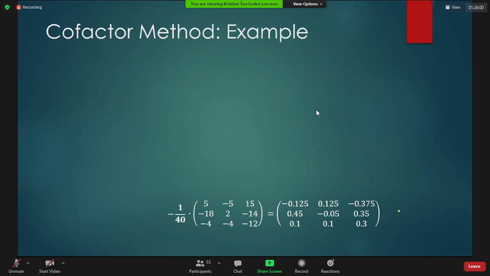I forgot to put an animation to this, unfortunately. All right, an example for the cofactor method. That's the last thing we do today. Then we will finish this. Okay, somebody has disappeared.